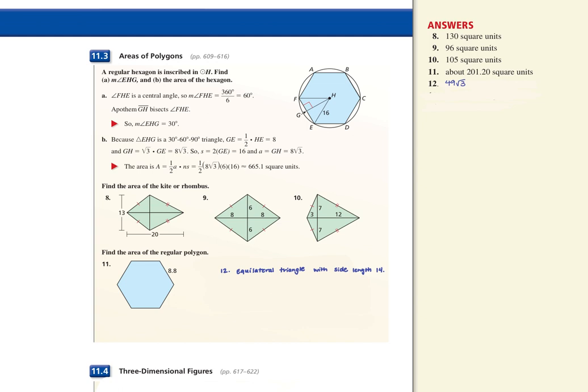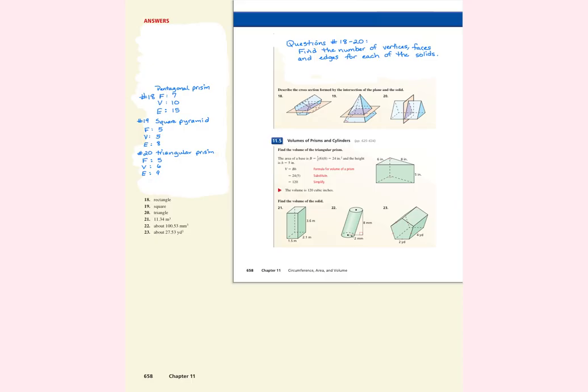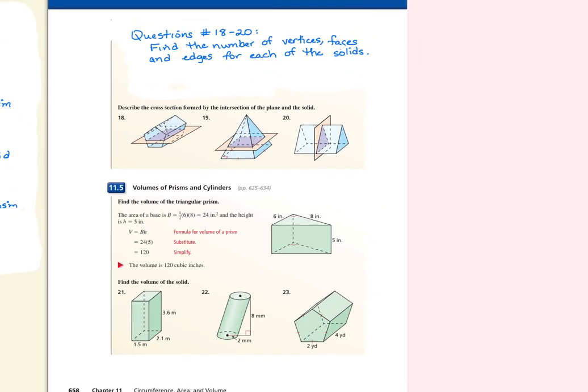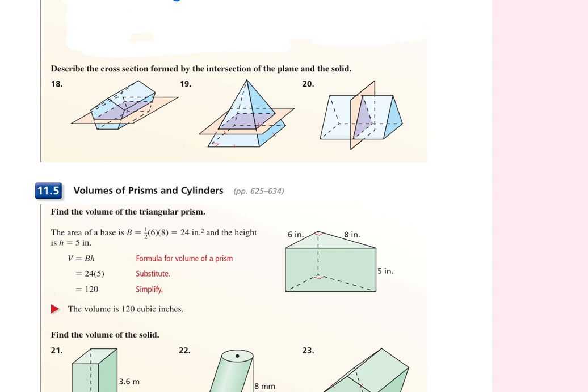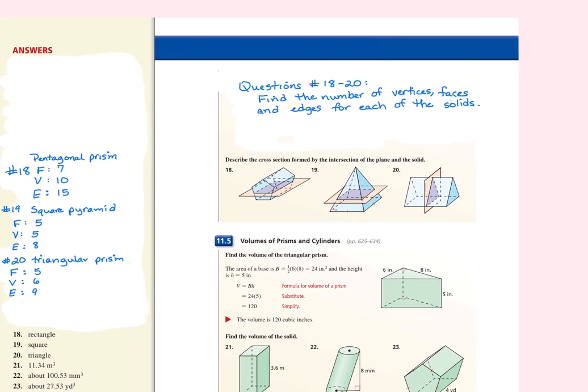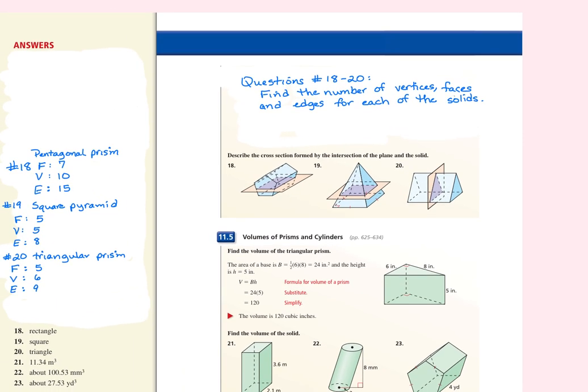We're good on those? Yes. Okay, how about 11.4 and 11.5? Now we're into the cross sections, which were 18, 19, 20, and the faces, edges. Number 18, say rectangle. Yep. 18 for the cross section part, yes. But then it said count, so make sure you also know how to do that.